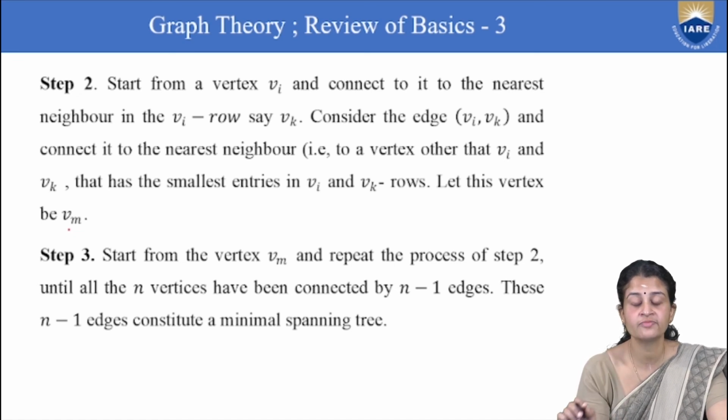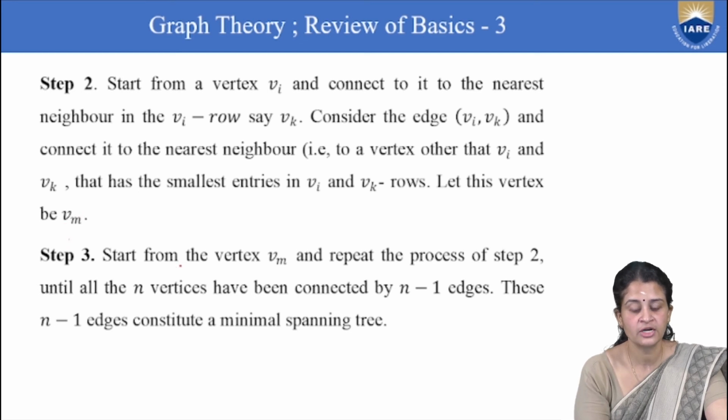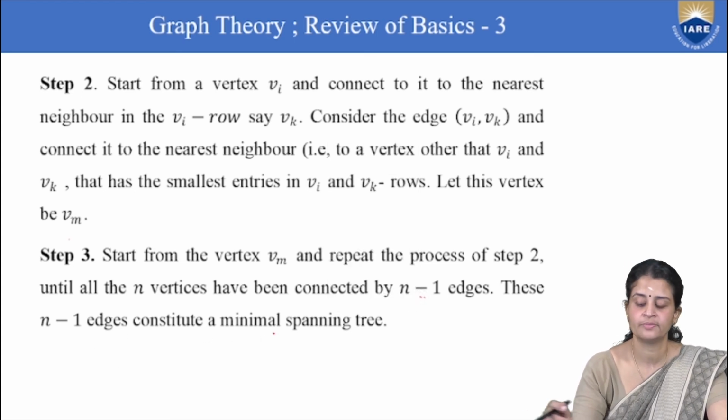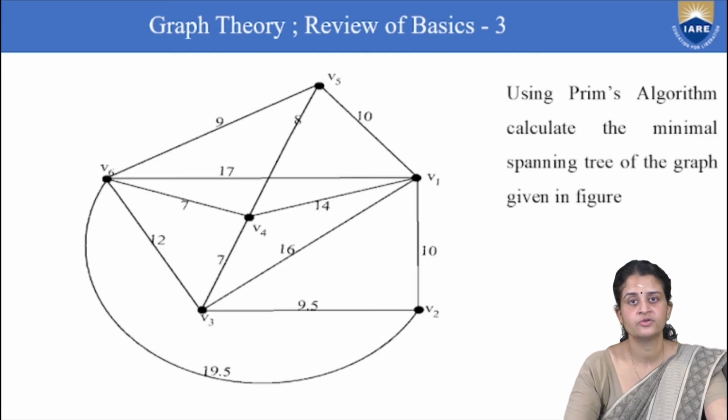If the least weight quantity is Vm, then connect to that Vm. And continue, start from Vm and repeat the process of step 2 until all the n vertices have been selected and connected by n-1 edges. These n-1 edges constitute the minimal spanning tree. We will see how Prim's algorithm works for a given graph G.